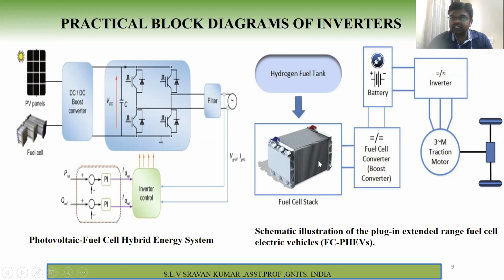So in this case, what they are using is a fuel stack and boost converter. First, they will store the energy in the battery. After that, this battery gives power to the inverter. That inverter will drive the three-phase induction motor, and these two are the wheels. So generally the inverter does this work, right? That means conversion from DC to AC.